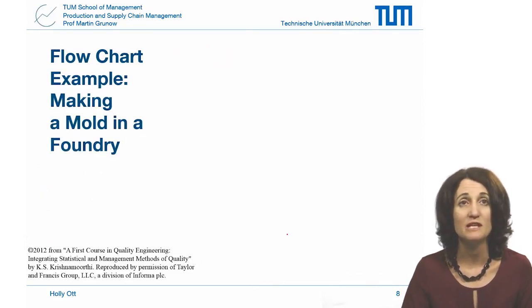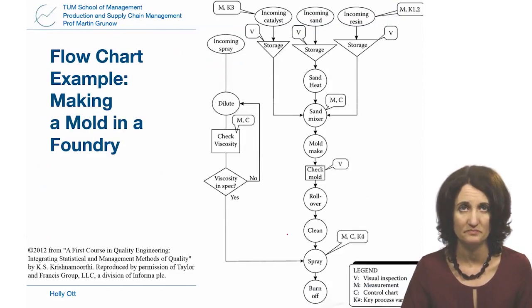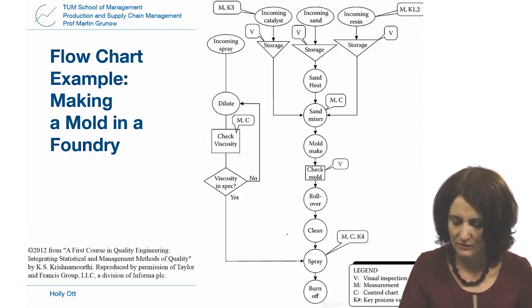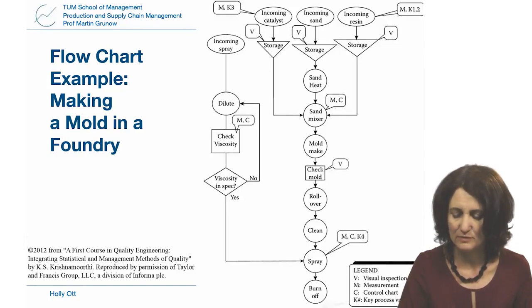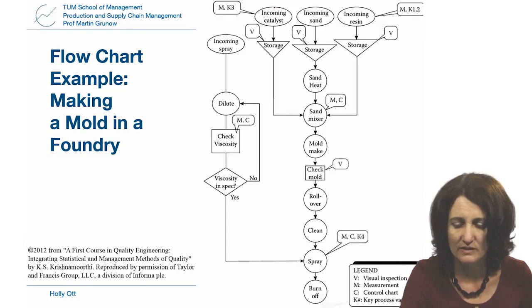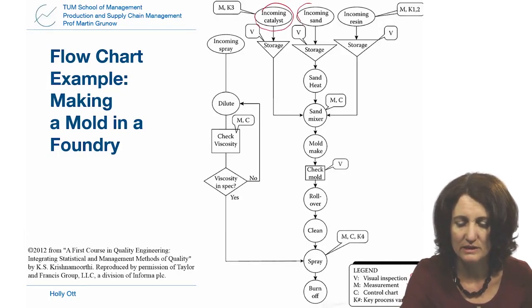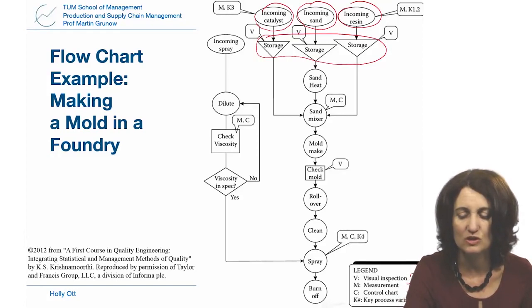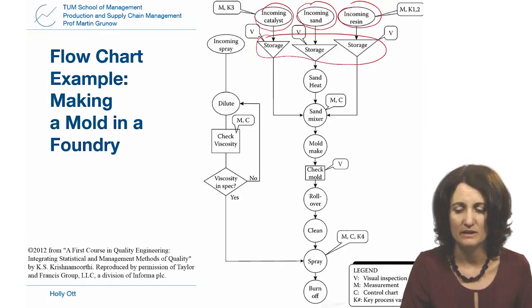Here we have an example from our textbook of making a mold in a foundry. So you can look at this then a little more carefully. But if we go through this one by one, the legend says here, V is visual inspection, M is measurement, C is control chart, and K is a key process variable. So what we have in is the incoming ingredients, a catalyst, sand, and resin, making this foundry mold. And then each of these are held in storage. So you see that with the upside down arrow.